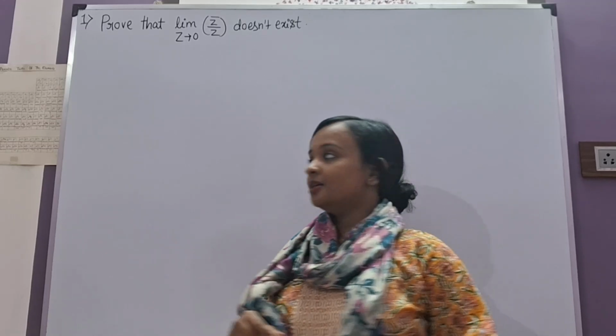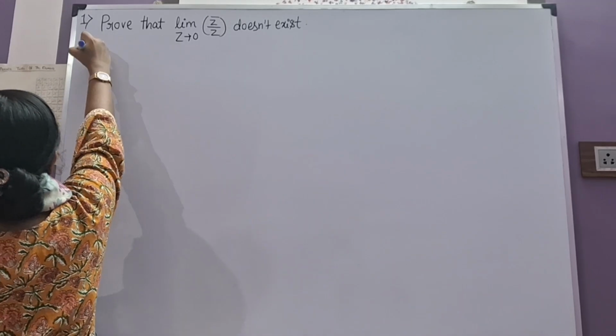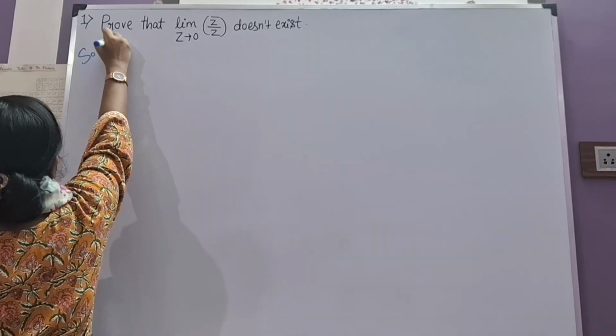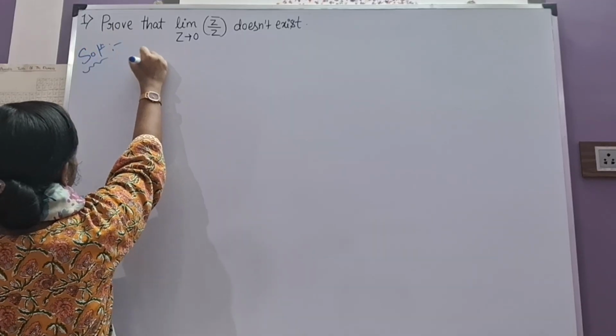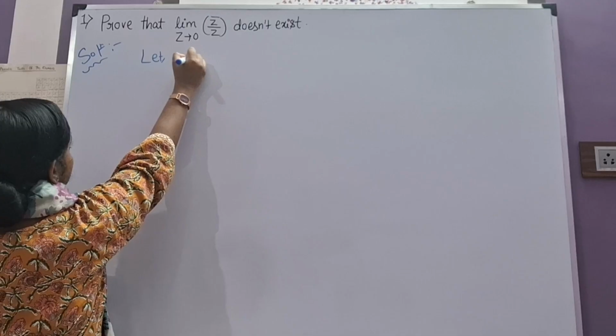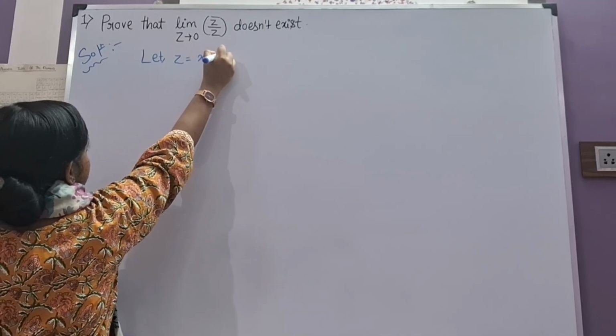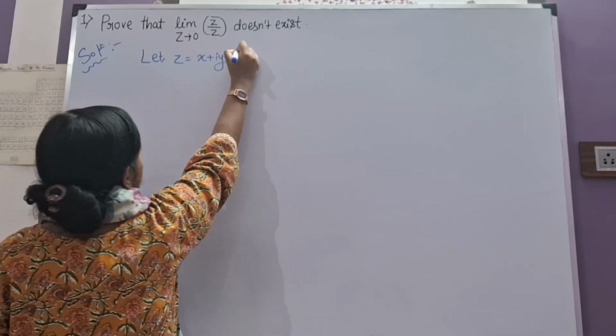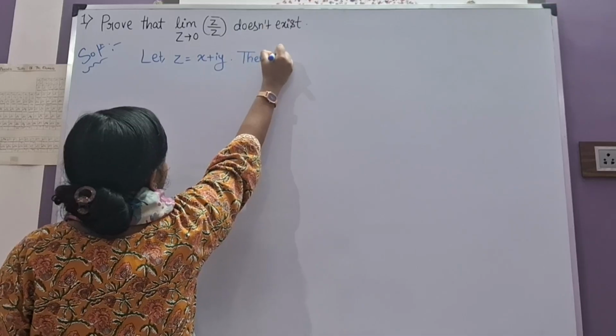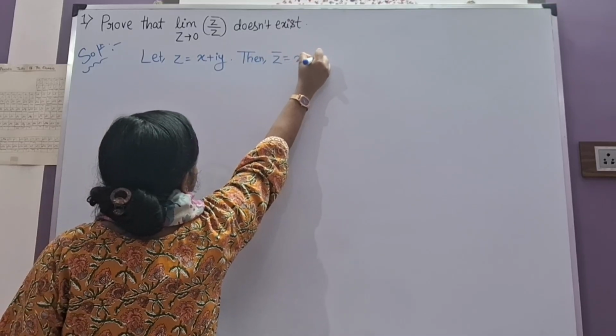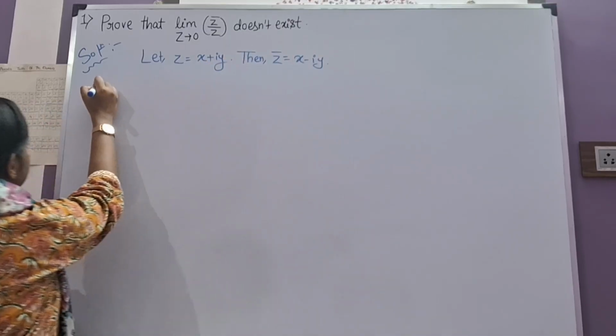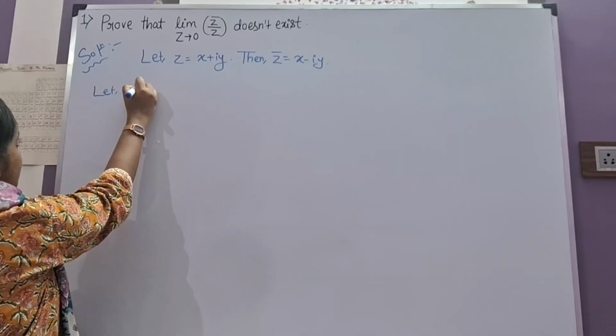Start today's class. So today at first we are going to solve this numerical. For solving this numerical, at first we are going to assume z equal to x plus iy. Then what will be z bar equal to? Correct, x minus iy.